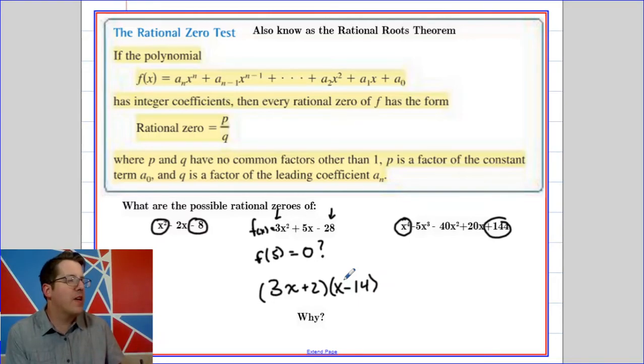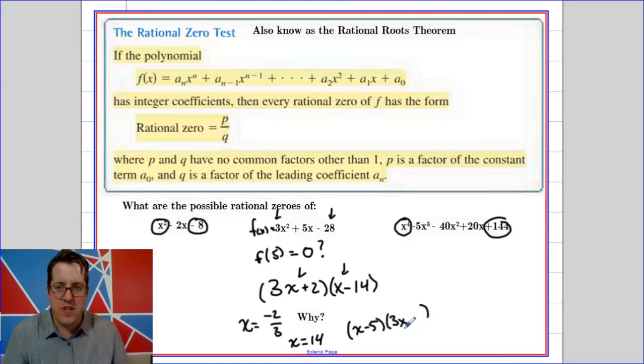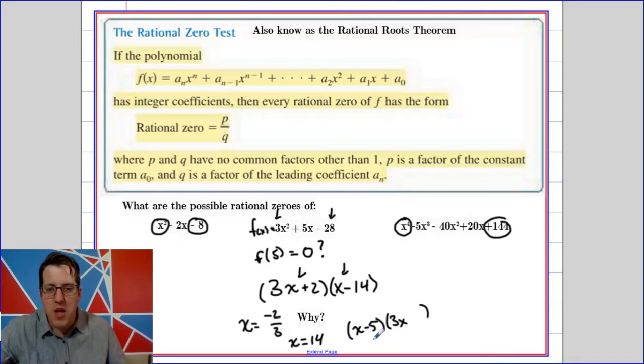So if it were to factor that way, our zeros would be x equals -2/3 and x equals 14, right? They're related to the things in the parentheses. So if I said, well, 5 is going to be a 0, that would mean that you could factor it like x minus 5 times something. And that's just not the case. It's just not possible. How are we going to multiply 5 by something in order to give me -28?